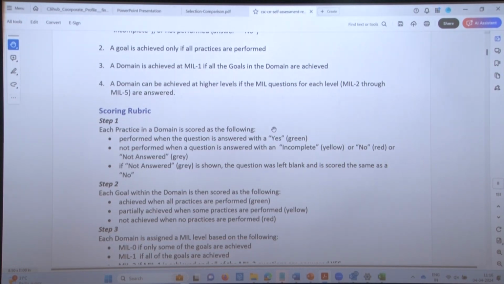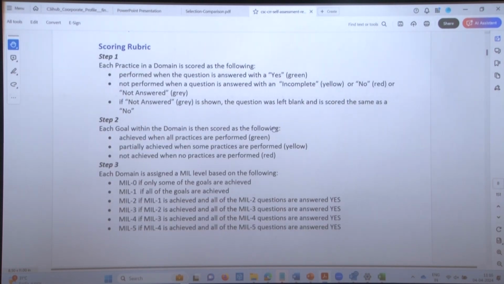And then there is also a maturity level. Practices are performed, not performed, or semi-performed, right? Domains become that based on whether all practices are performed, some practices are performed, or no practices are performed. But the maturity level is about how the practices are implemented, right? So MIL 0 is really bad, only some goals are achieved, right? For each domain there are some practices or goals. If all goals are achieved for a particular domain, which means that all practices are being done, then I get MIL 1.